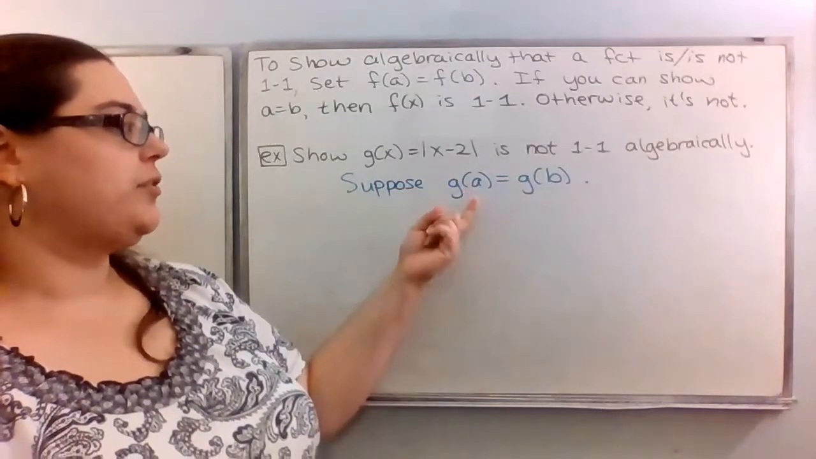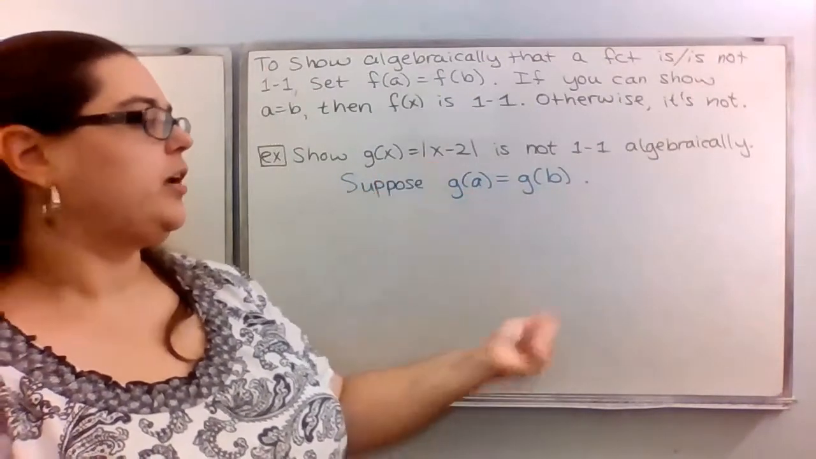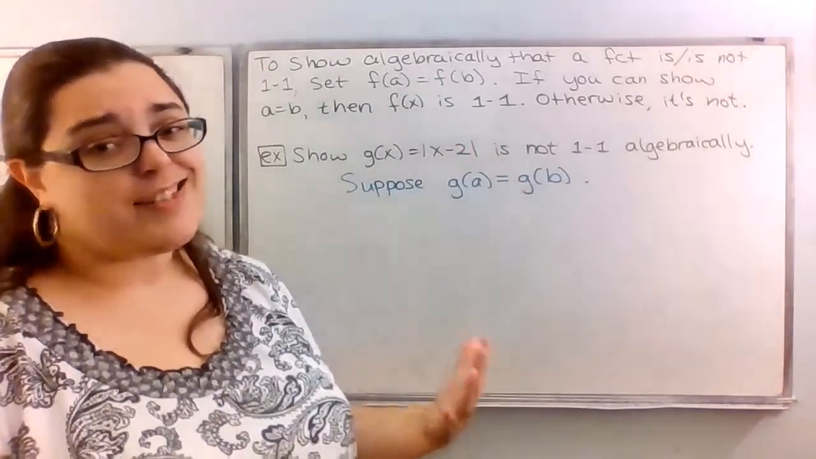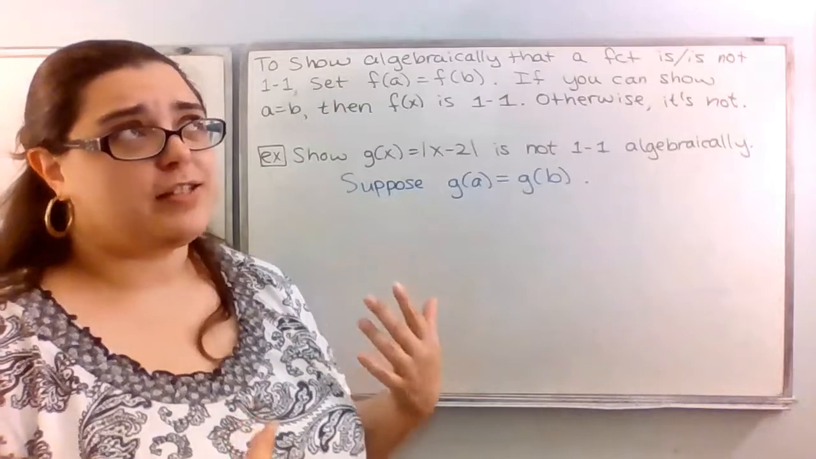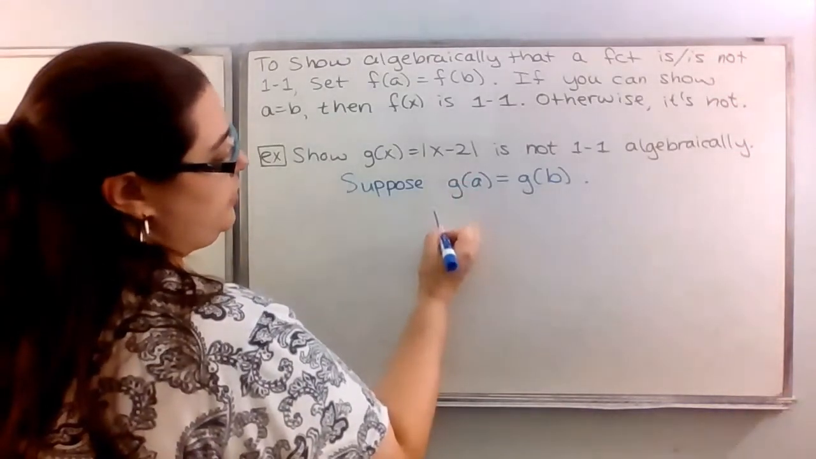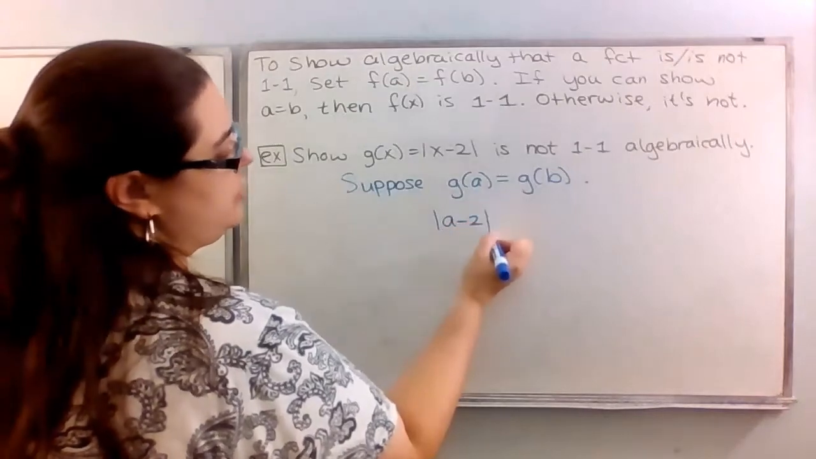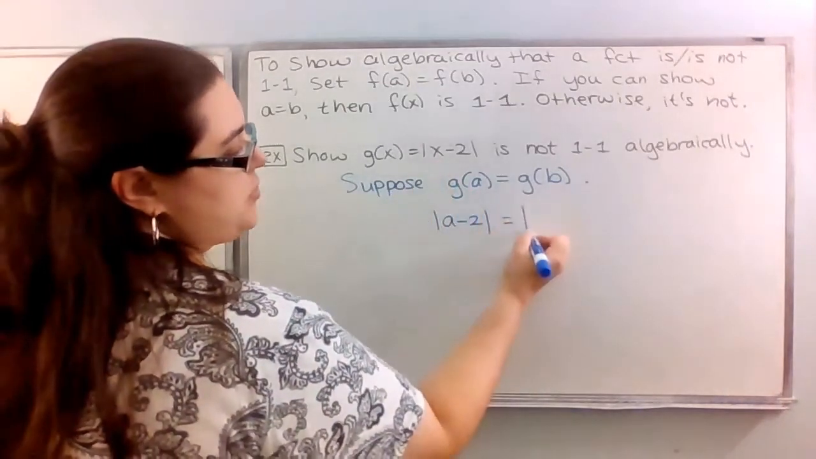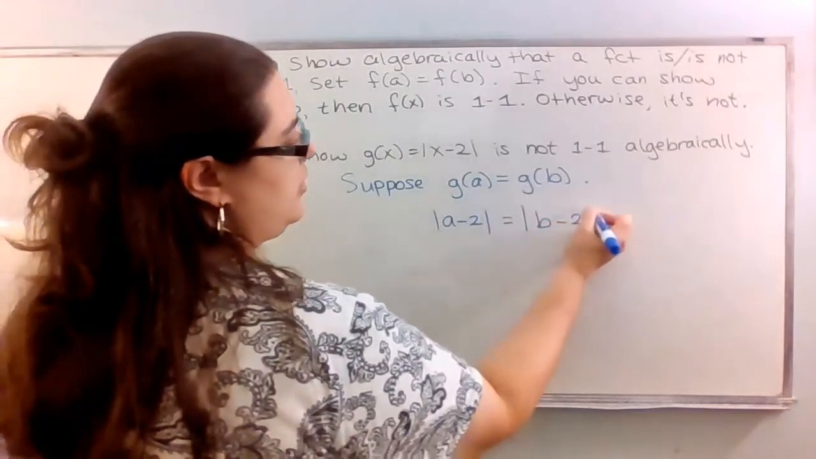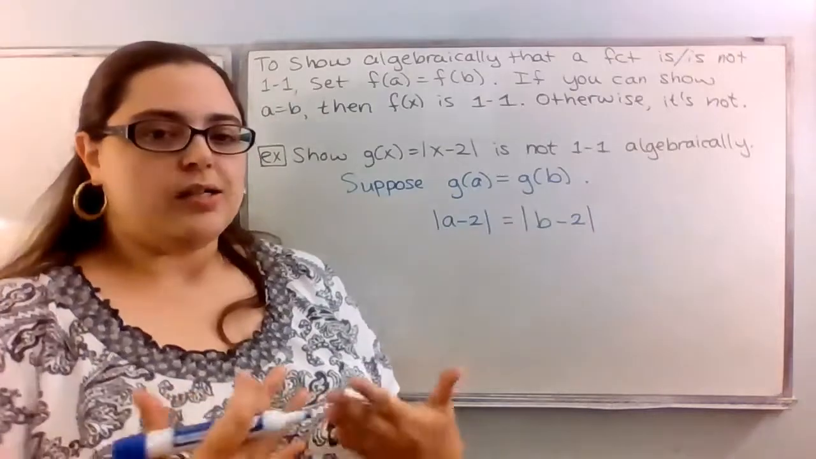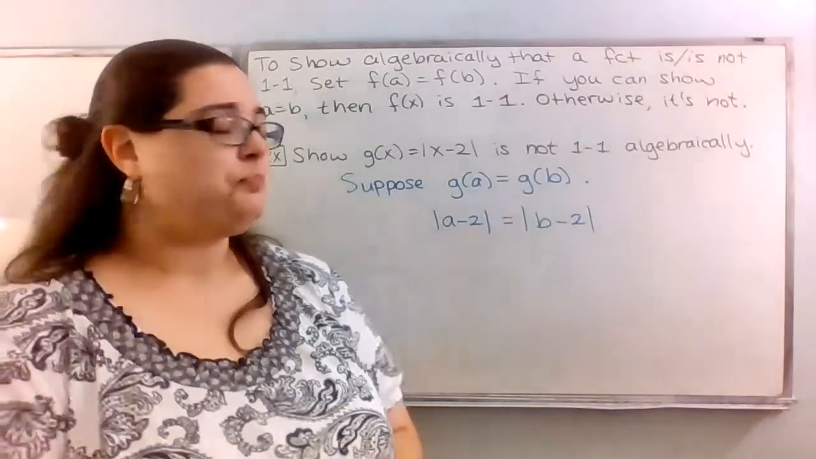Then we're going to substitute a into the definition of g, and we're going to substitute b into the definition for g. And then essentially what I like to think of it as is solving for a. So I'm going to have the absolute value of a minus 2, because the a is replacing x, is going to equal the absolute value of b minus 2. Now we're going to try and solve for a.